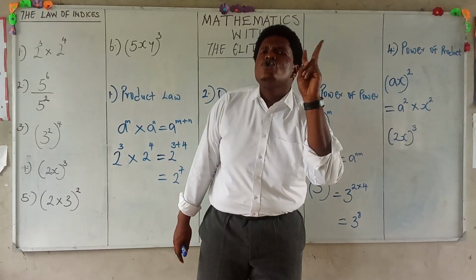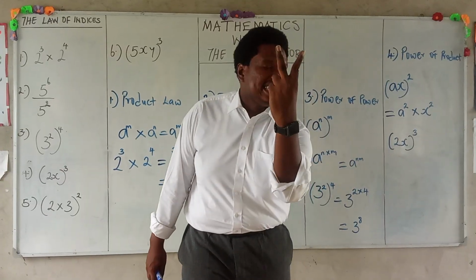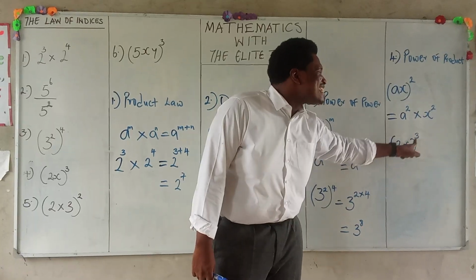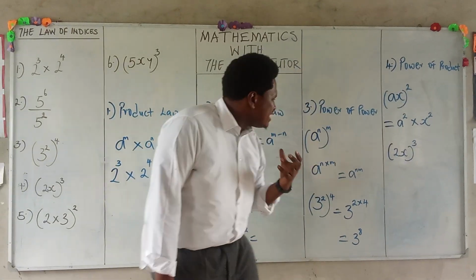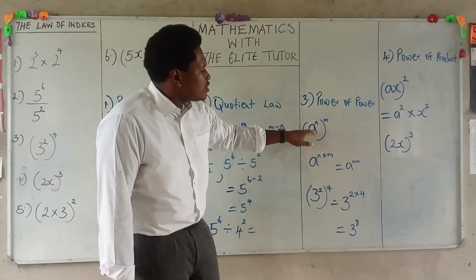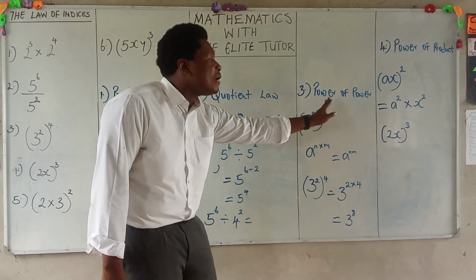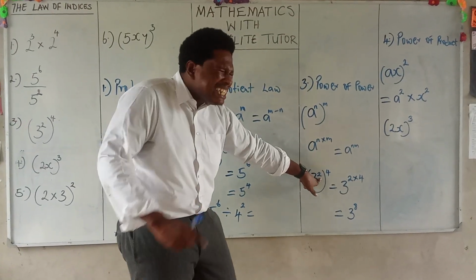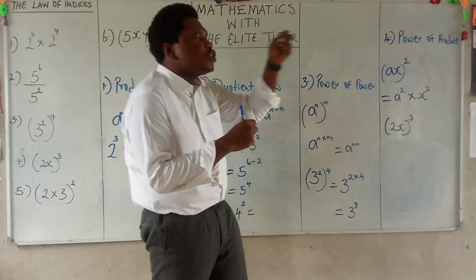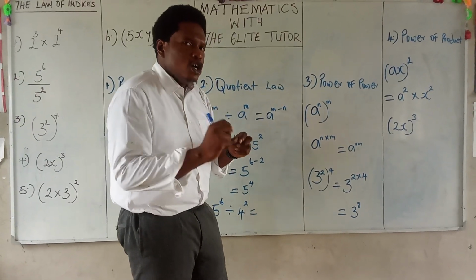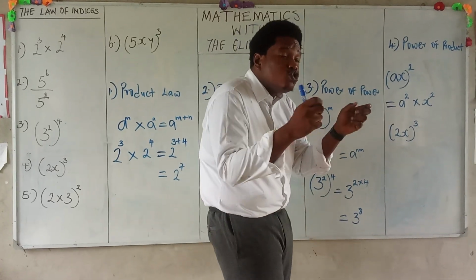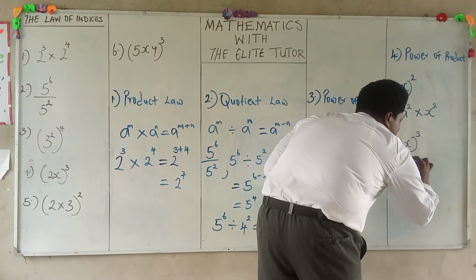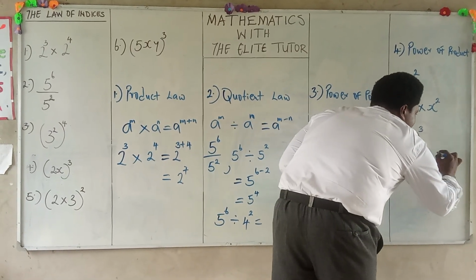Because we have two items, we have 2 and we have x, and both of them are raised to the power of 3. But in a situation where we have, for example, a power of power, don't mistake the both of them. In a situation we have 3 raised to power 2 and still raised to another power, we can't use the power of product law, but rather the power of power. So using the power of product law, when we have 2 numbers, this is equal to 2 raised to power 3 times x raised to power 3.